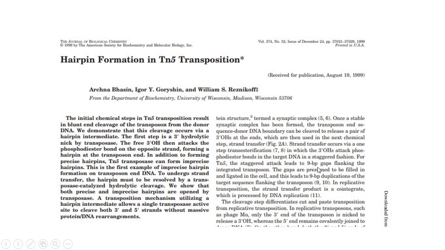It leads to a 9 base pair gap flanking the integrated transposon. That means this will provide 9 base pairs of duplicated sequence at the site of transposition.